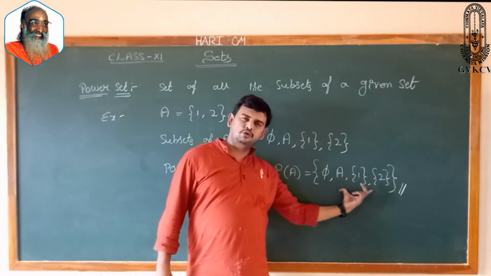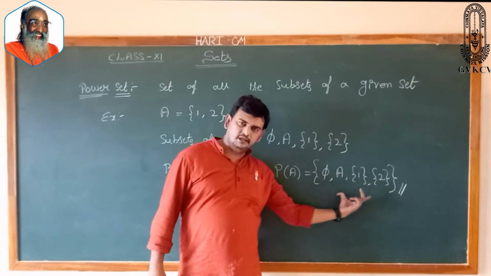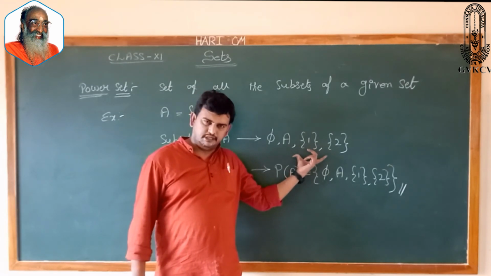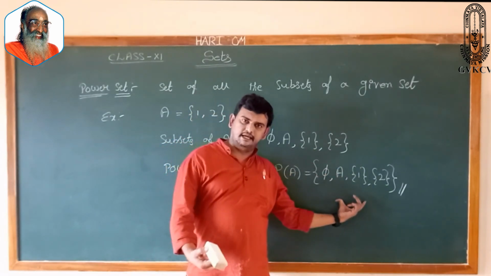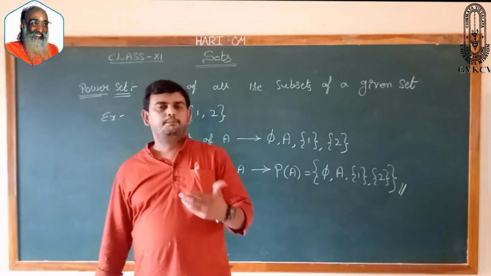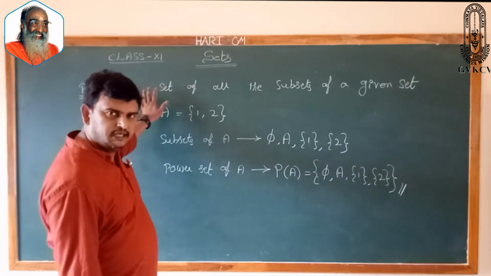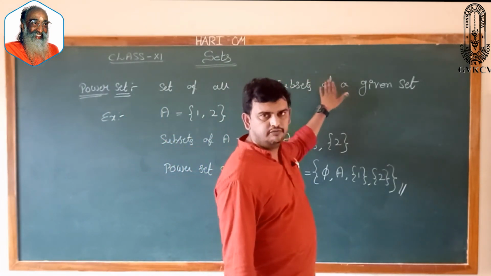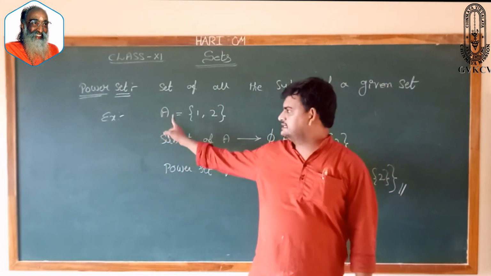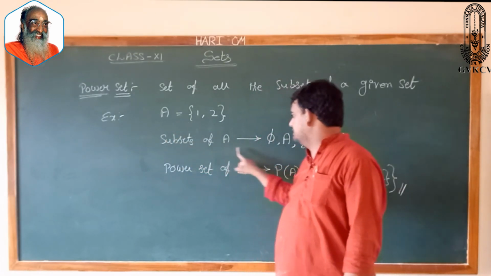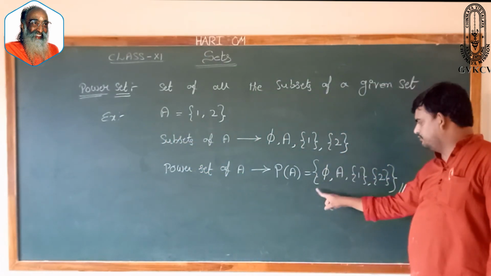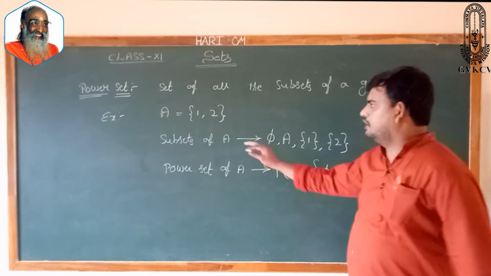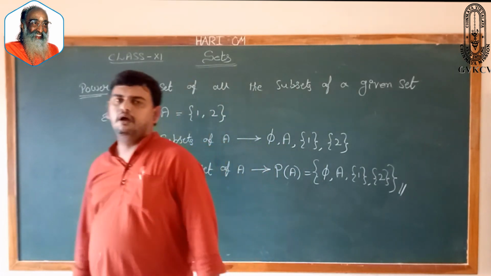So, what are the elements you have? All these elements are nothing but subsets of set A. So, all the subsets, if you consider them as a set, then you are having a power set. So, power set is nothing but the set of all the subsets of a given set. This is the set given. For this set, these are the subsets, and all the subsets when we consider as a set, we have a power set. This is the concept of power set of A.